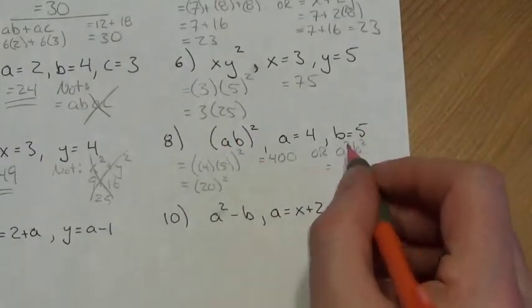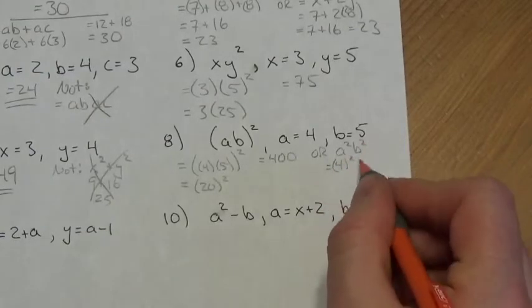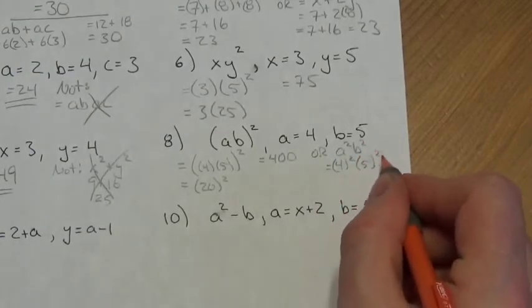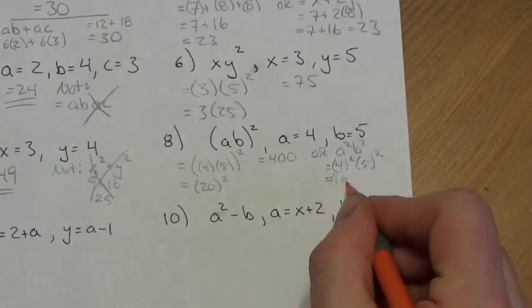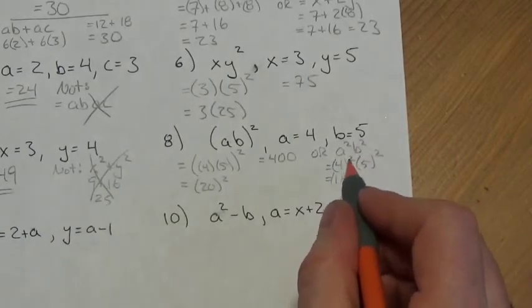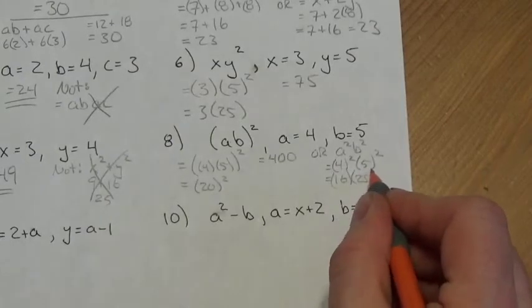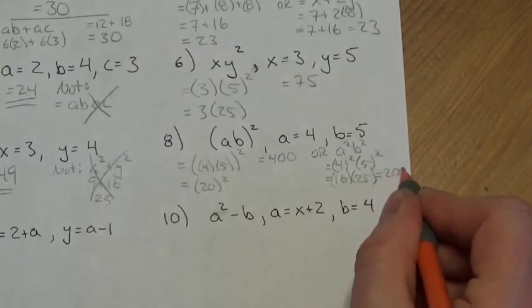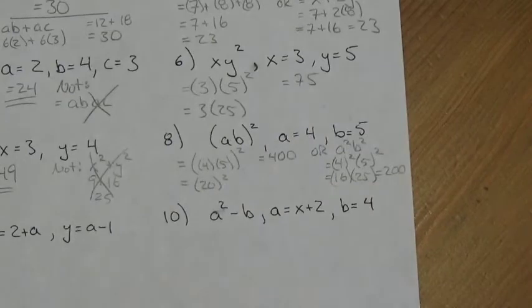Now here, when I make the substitution, this becomes 4 squared multiplied by 5 squared. And remember, I have to do the exponents before I do the multiplication. So 4 squared is 16, 5 squared is 25. And again, when you multiply those together, you'll get 400.